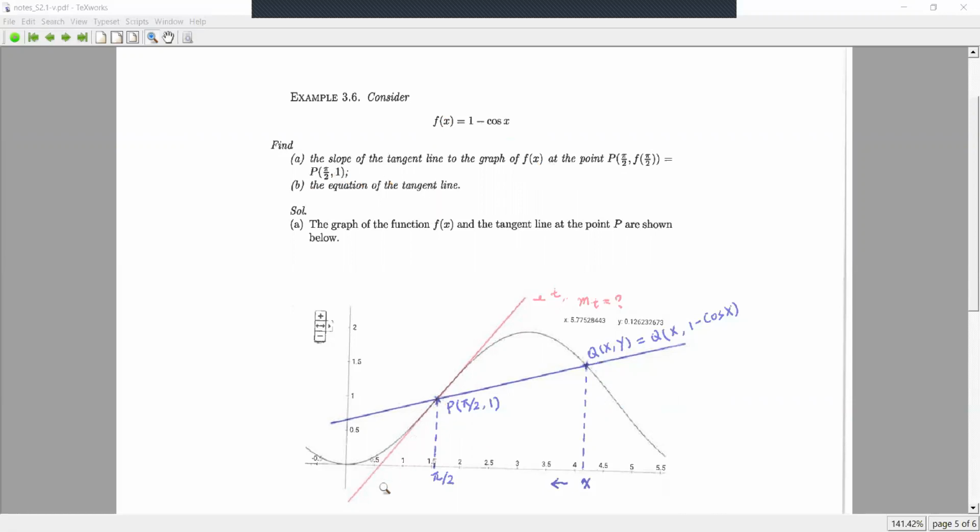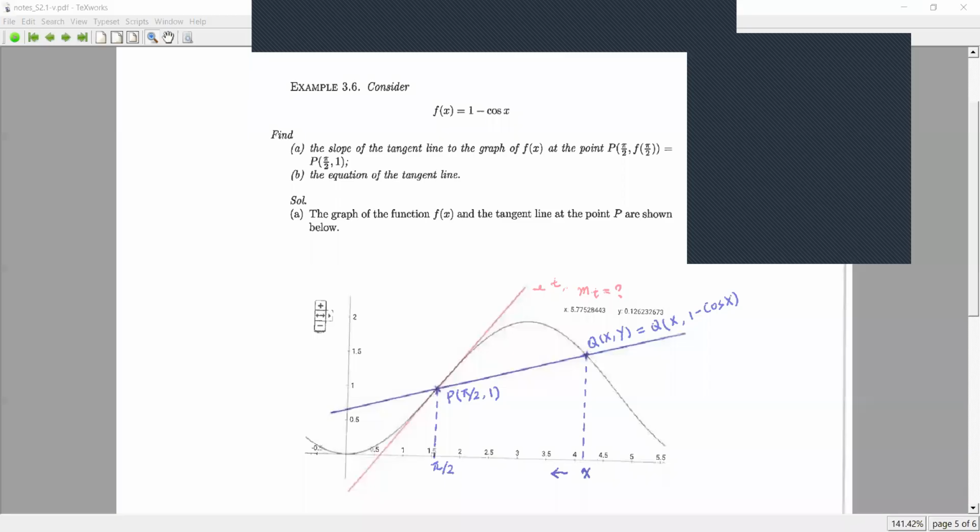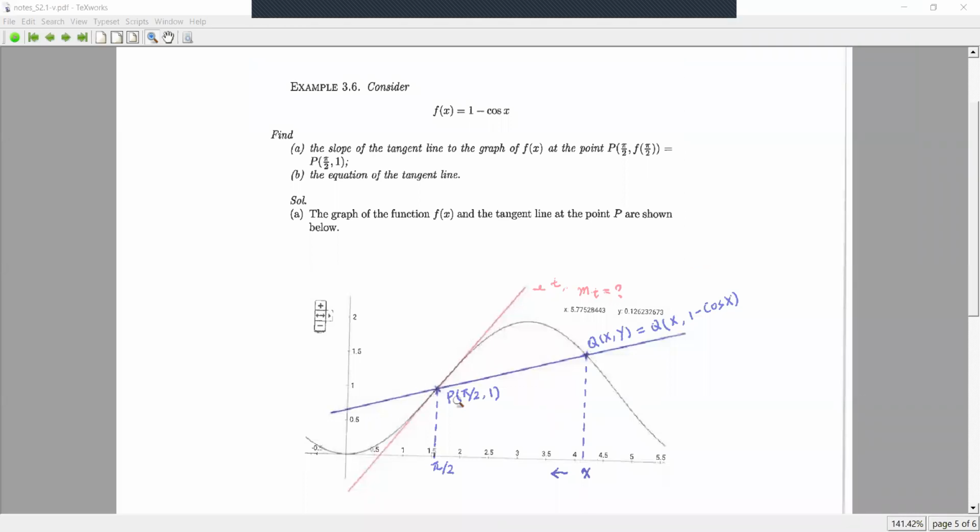Now, at the point P, there is a tangent line. Again, I name this tangent line by T. Now, the question is, find the slope of this tangent line. About this tangent line, we know only one point on the line, the point P. We don't know any other point on the line. So we cannot use the slope formula to find the slope of the tangent line. Then, how to tell the slope of this tangent line? We have to use a limit.